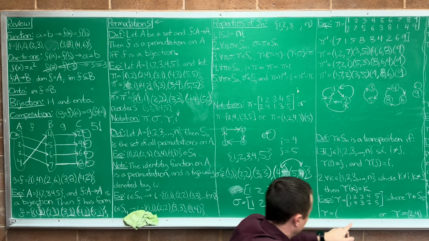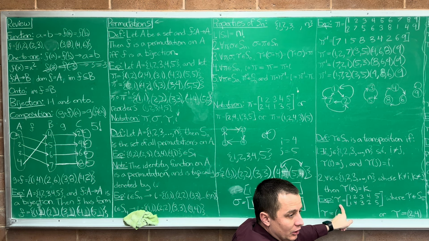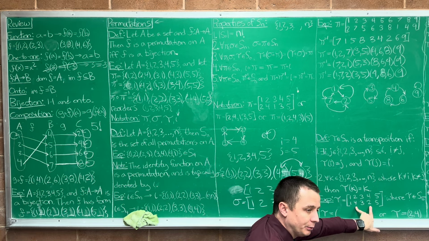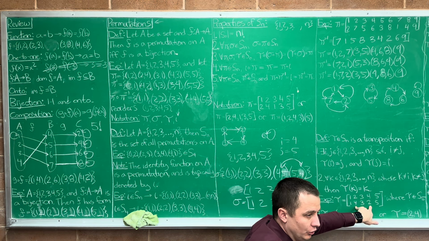So let's do an example here. Tau is going to be the function that maps 1 to 1, 2 to 4, 3 to 3, 4 to 2, 5 to 5. It's a transposition because it just swapped 2 elements.